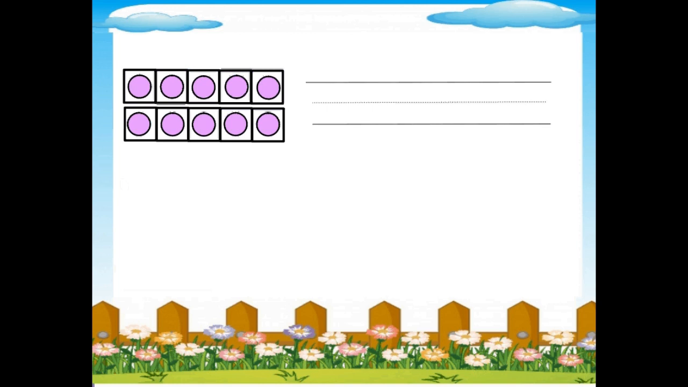So here is a 10 frame that is completely filled. And without doing any work at all, we know how many counters there are in there. There are 10 counters. And we want to get to 13. So we have 10. And if we add an extra one in, that gives us 11. And another one gives us 12. And another 13.